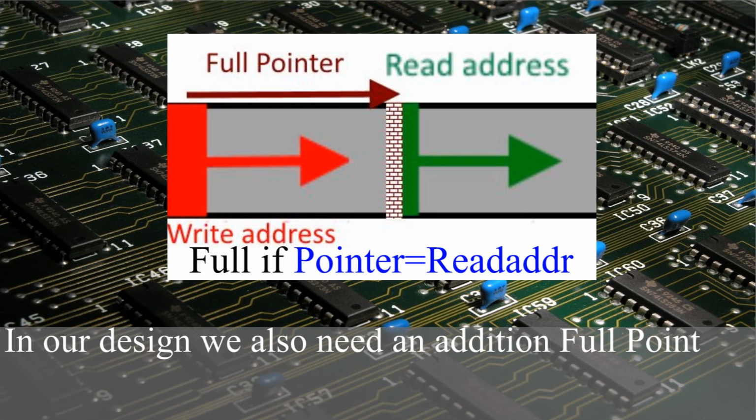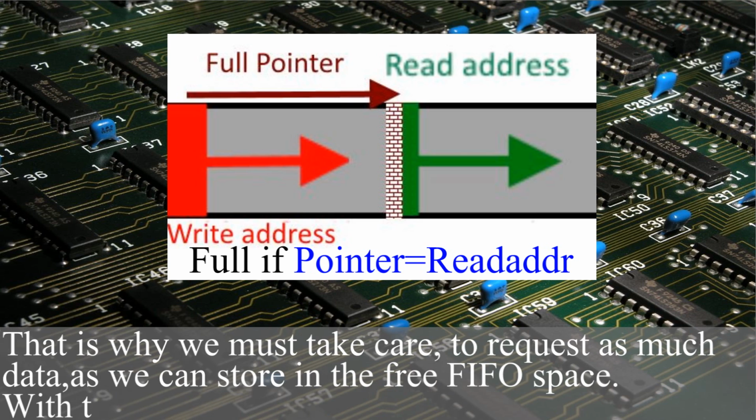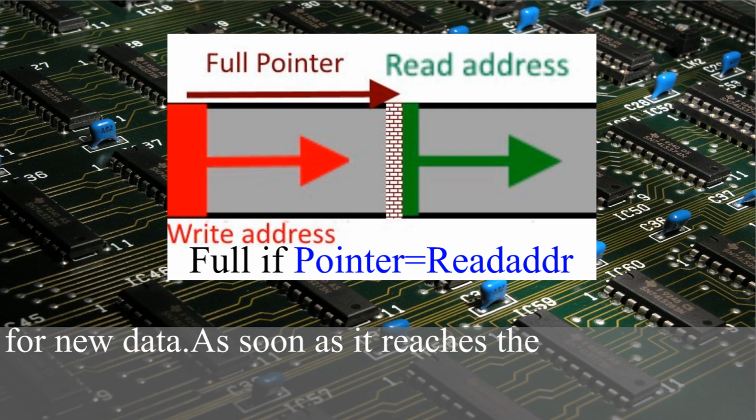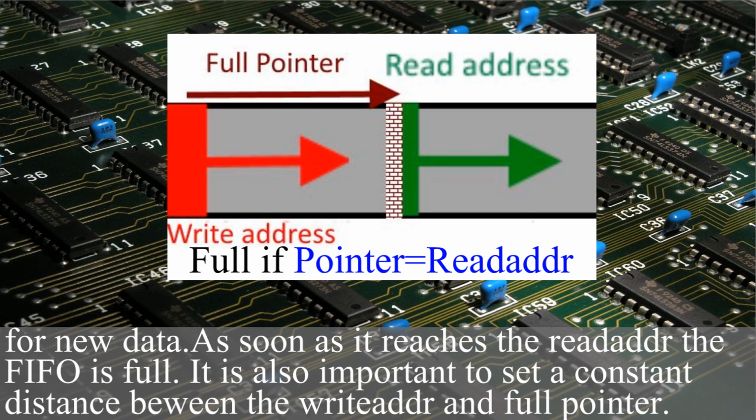In our design, we will also need an additional full pointer, because we read data from SDRAM not at the same clock cycle as we requested. That's why we must take care to request as much data as we can store in a free FIFO space. With the full pointer, we are allocating FIFO memory for new data. As soon as it reaches read address, the FIFO is full.